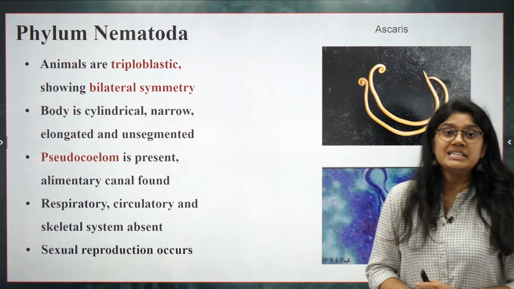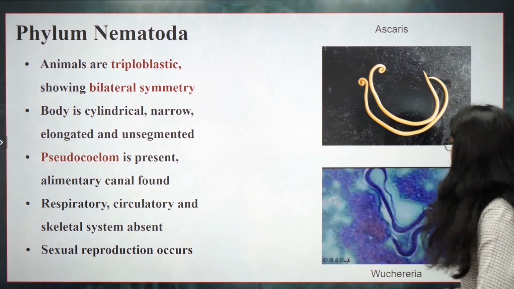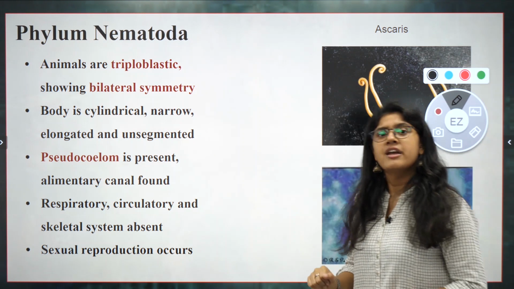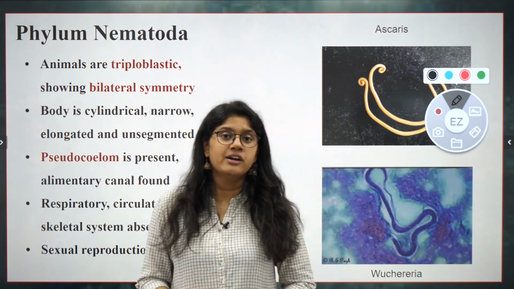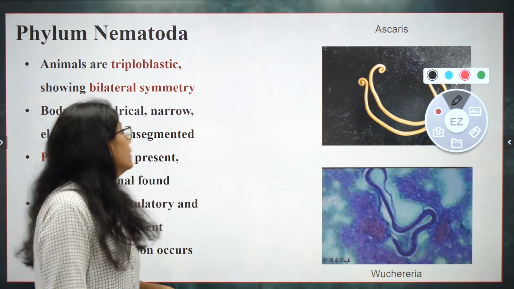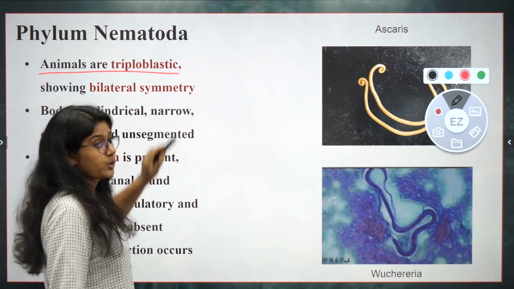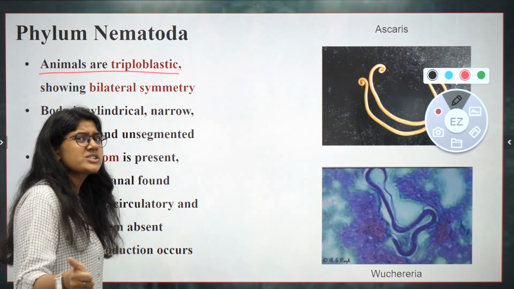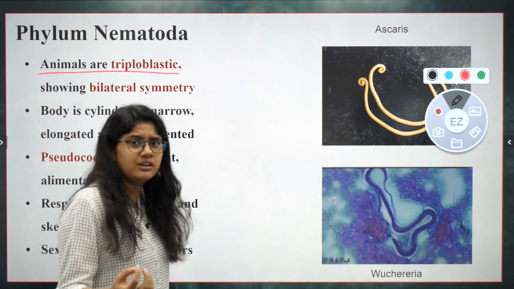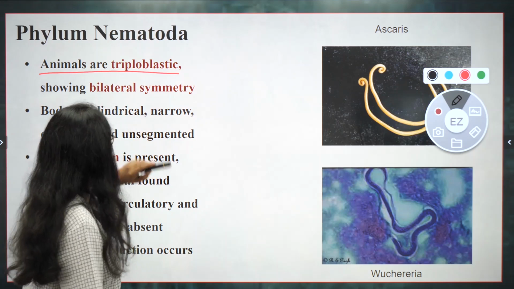Next phylum is the Nematoda. A very important example is Ascaris and Wuchereria. A very famous disease is also associated with it, which you must have seen or studied somewhere. Again, these animals are triploblastic and mostly parasitic in nature.